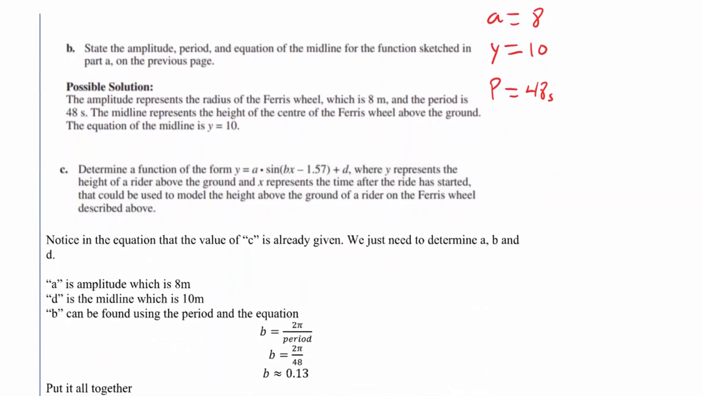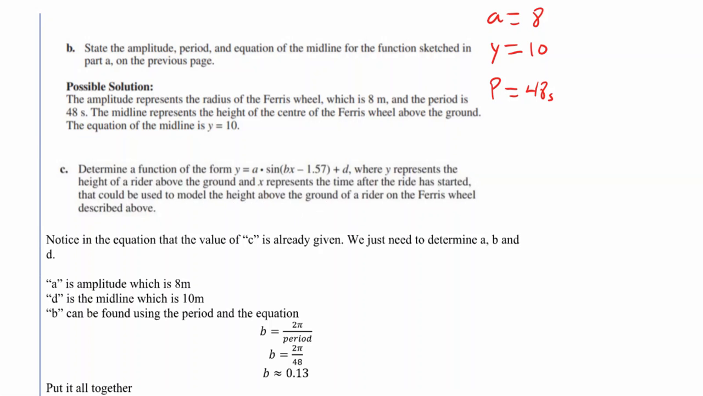So now, next one says, determine the function in the form y is equal to a times sine of bx minus, and then they give us a number, but that kind of looks like a c value from before, plus d. Okay, so now it says where y represents the height of the rider above the ground and x represents the time after the ride has started, that could be used to model the height above the ground of a rider on the Ferris wheel described above.